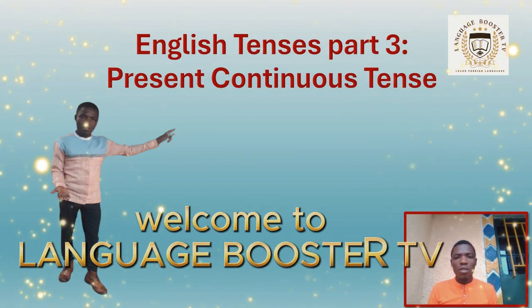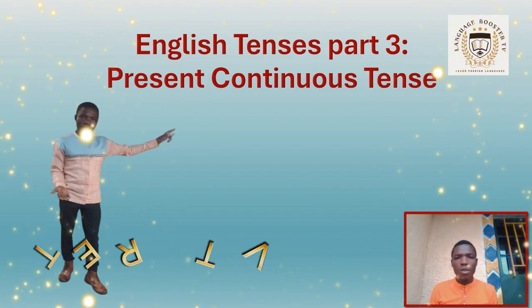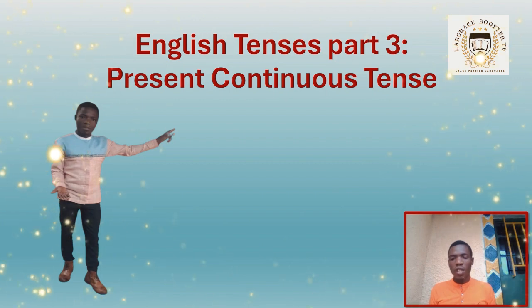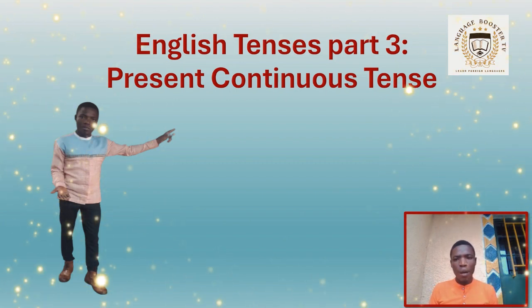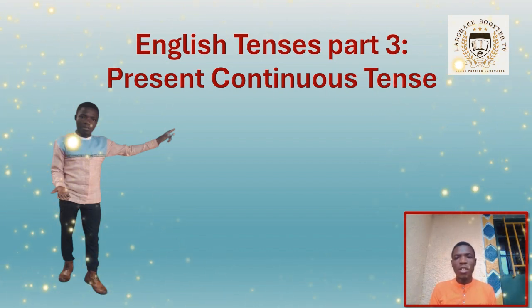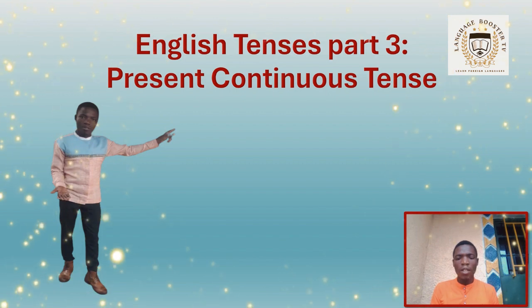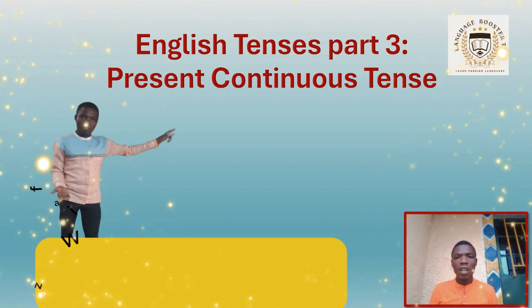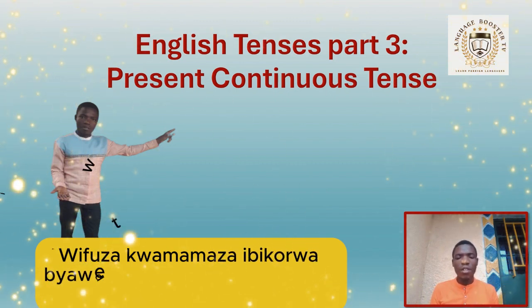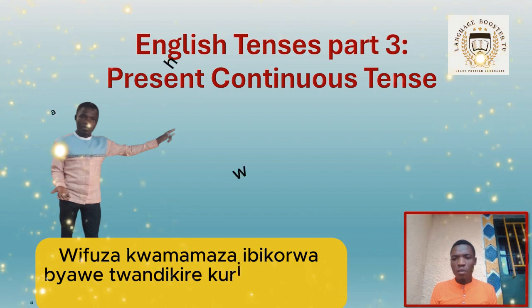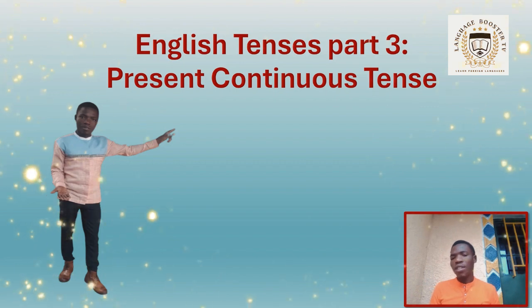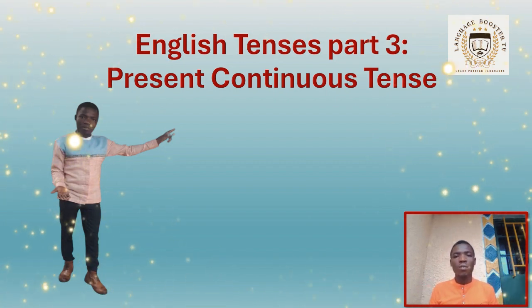Recently we have started a serial program, serial lessons which aims to teach you all 12 tenses. And this is part 3. In part 2 we have uploaded present simple tense. You have seen the use and the form of present simple tense. And today we are going to see present continuous tense. How do we form this tense? How do we use this tense? When do we need to use this tense in our daily conversation?